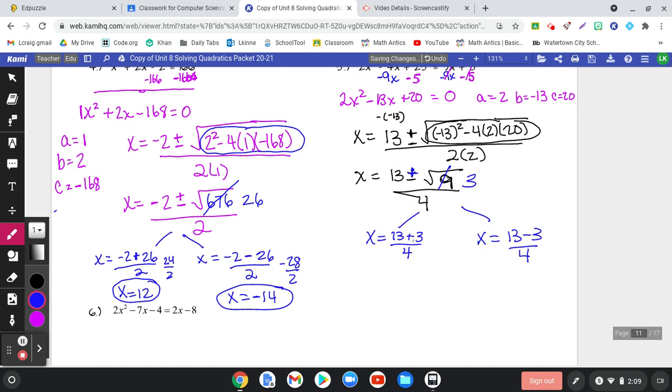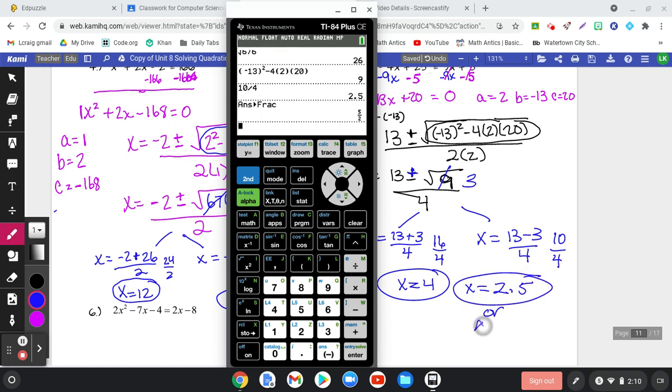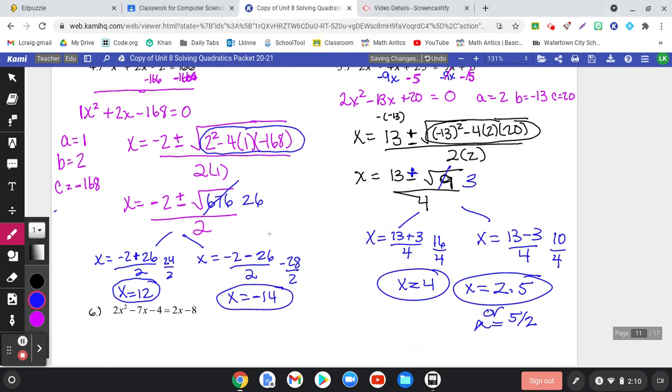Okay, so 13 plus 3, that's 16, divided by 4 is 4. There's one of your zeros. The other one would be 10 divided by 4. Again, use your calculator if you're not sure. 10 divided by 4 is 2.5, or you can hit math, enter, and it would be 5/2. Whatever you prefer. So 2.5 or 5/2. All right, last question.